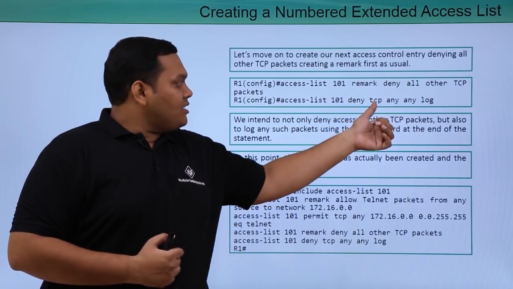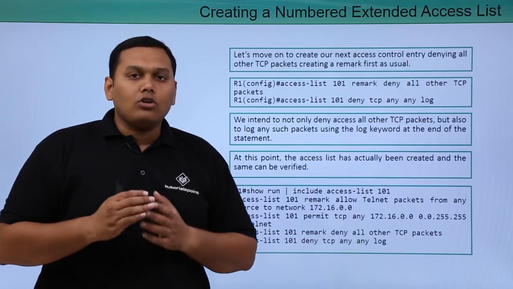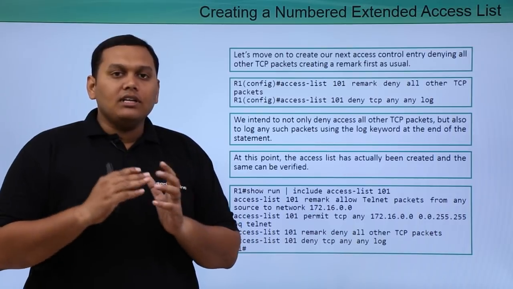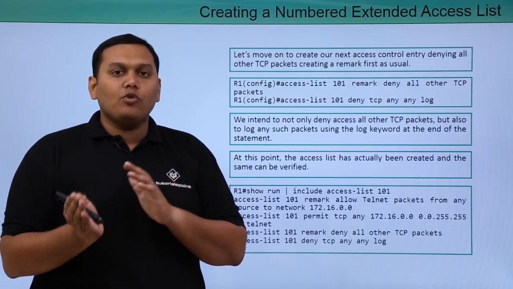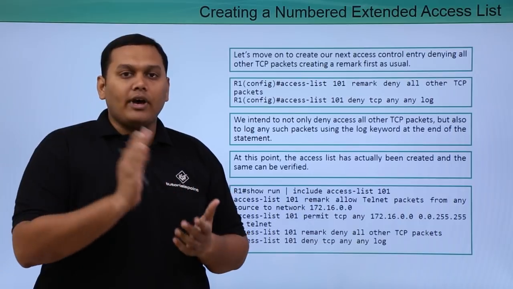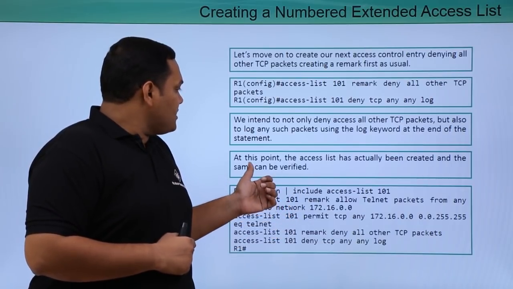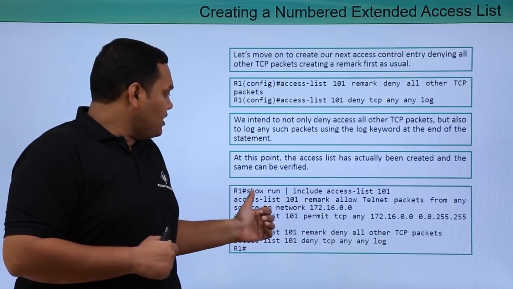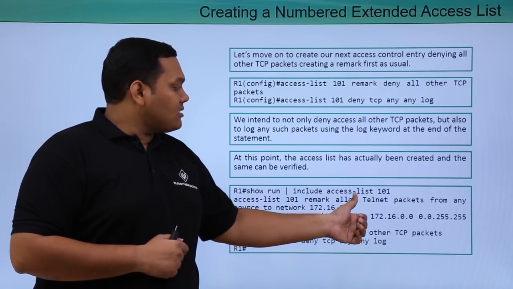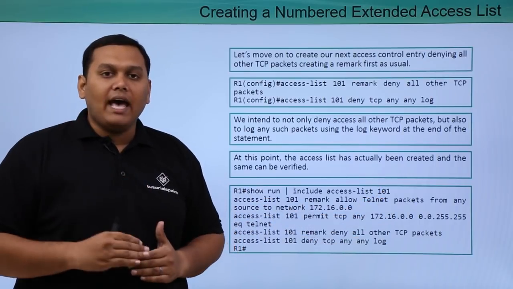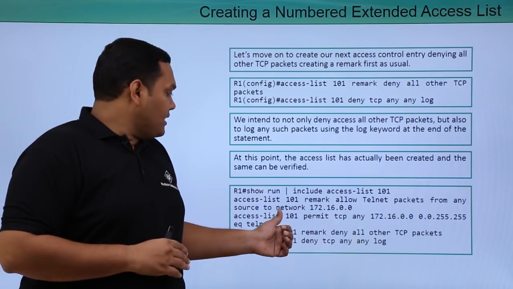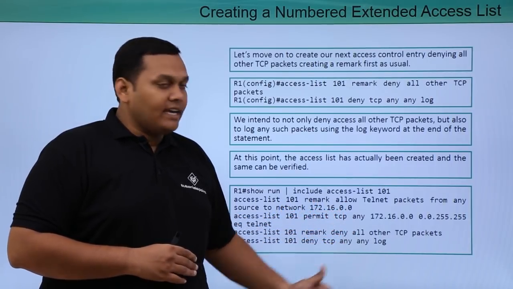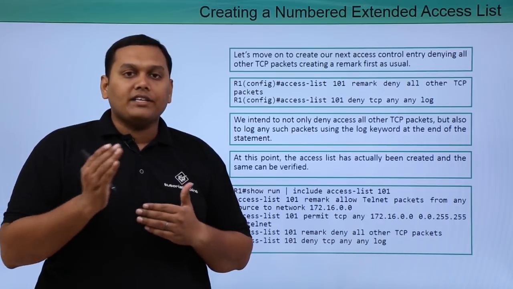Then again, deny TCP any any log. Not only are we denying the TCP packets but also logging them, so that we have a clear idea of how many sources wanted to access the router. You can also see that the access list has been created and can be verified with show run include access-list 101. It will give you the details of the access list 101 created, and you can see the list of remark comments, permit entries, and also deny entries for other sources trying to access the router.